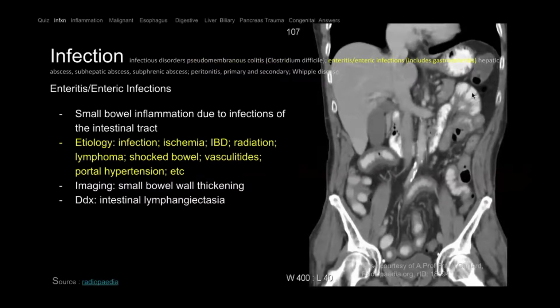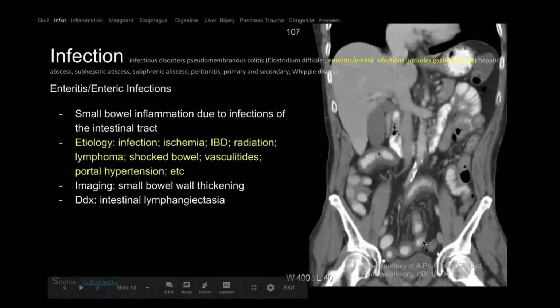The normal caliber should be 3 centimeters. So it's the rule of threes. And so the caliber looks fine, but the wall looks thick. And if you look here, there's also an abnormal segment here, abnormal segment here, here. So it's a pretty diffuse ileal wall thickening.